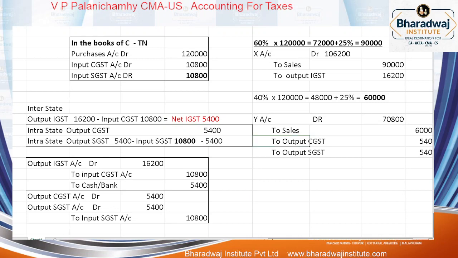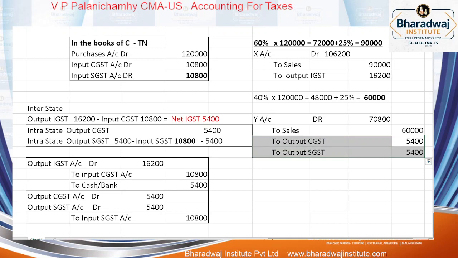The two will knock off. The 5,400 will get adjusted against that. The 5,400, 5,400, 10,800 is there, right? This will get adjusted. Yes. Input GST is 10,800, maybe we can adjust here. Input GST will be 5,400 and the balance 5,400 will remain, right? How do we knock that off and pay? Better, sorry, this is a better thing.